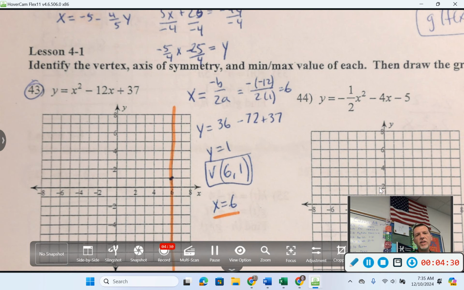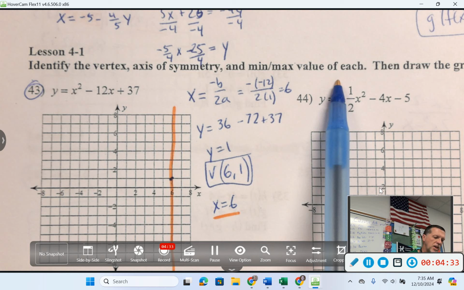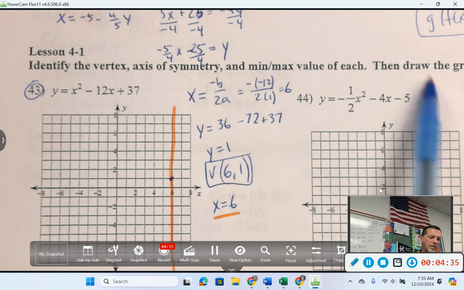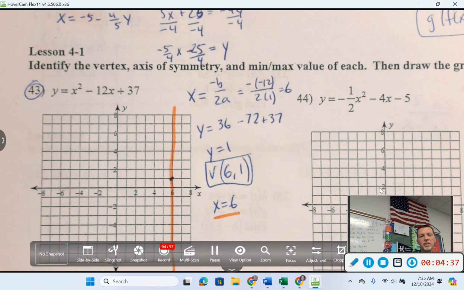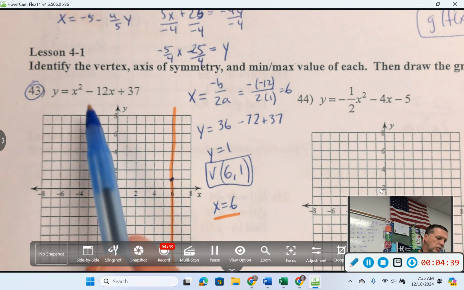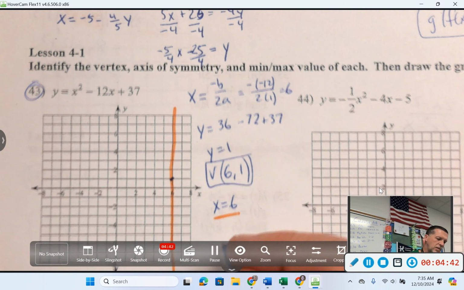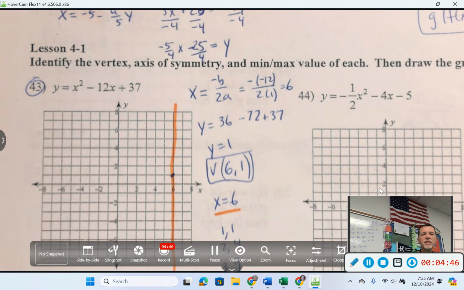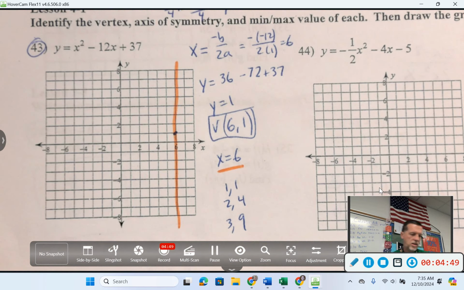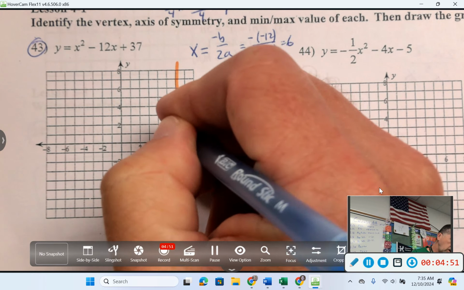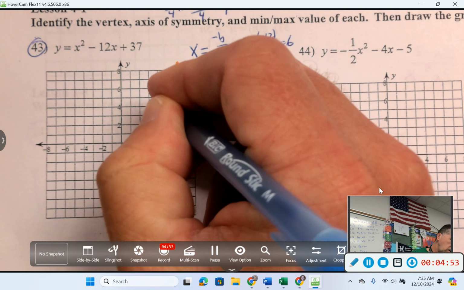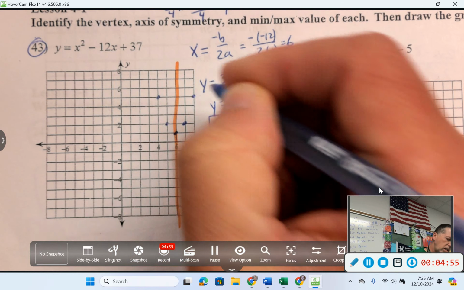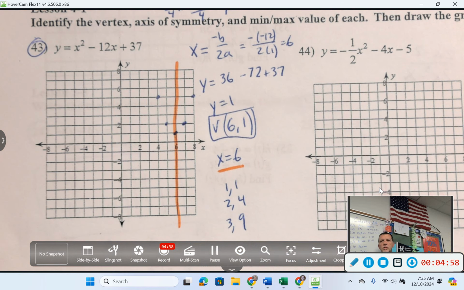Draw the graph. I think I want to draw the graph before I find the minimum or maximum, because once I draw the graph, the min max I think will be obvious. Which way is this parabola pointing? Up. And so we can use that standard 1, 1, 2, 4, 3, 9 points on either side. 1, 1, 2, 4 fits. 3, 9 goes a little bit off the graph.